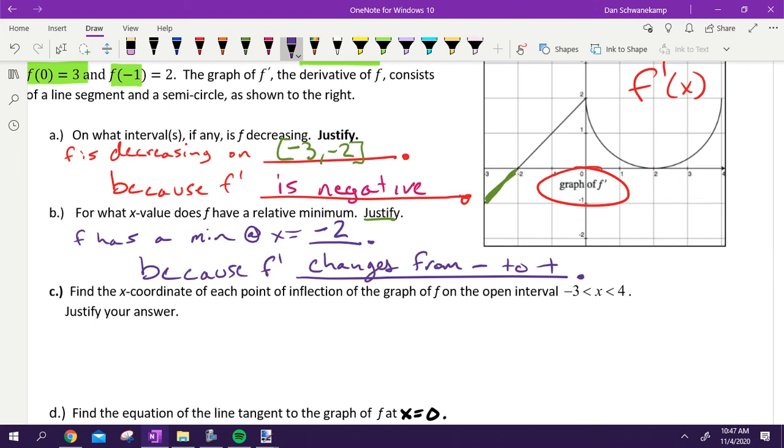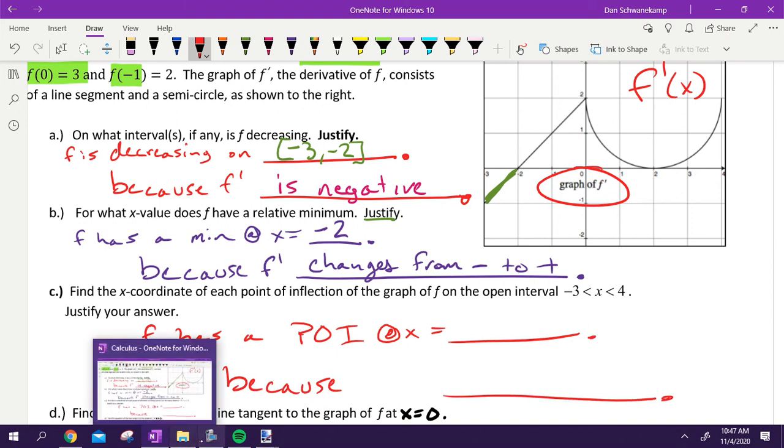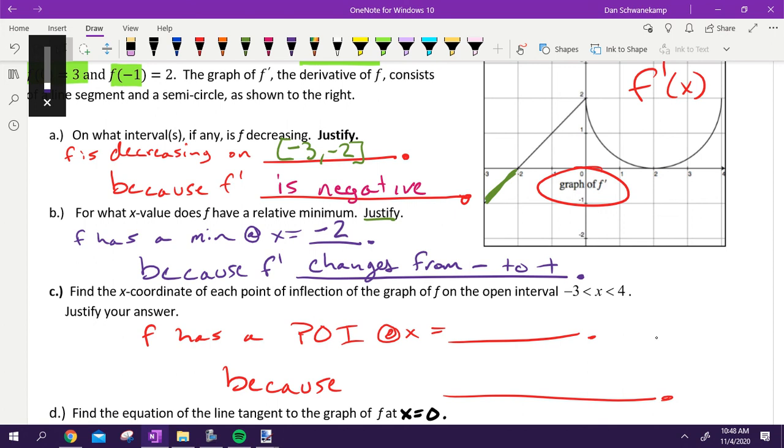Find the x coordinate of each point of inflection. Justify your answer. Okay, so f has a point of inflection at blank. Finish this question. Point of inflection at x is equal to. Show me with your fingers. Where do you have a point of inflection?